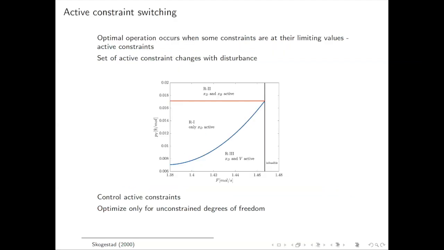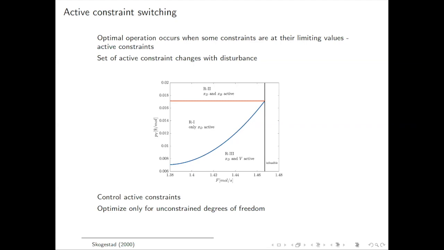Often, optimal operation occurs when some of the constraints are at their limiting values. For example, when the market price for the product is high, then the process should be operated at maximum production capacity in order to maximize the profit. Now, constraints that are optimally at their limiting values are known as active constraints.